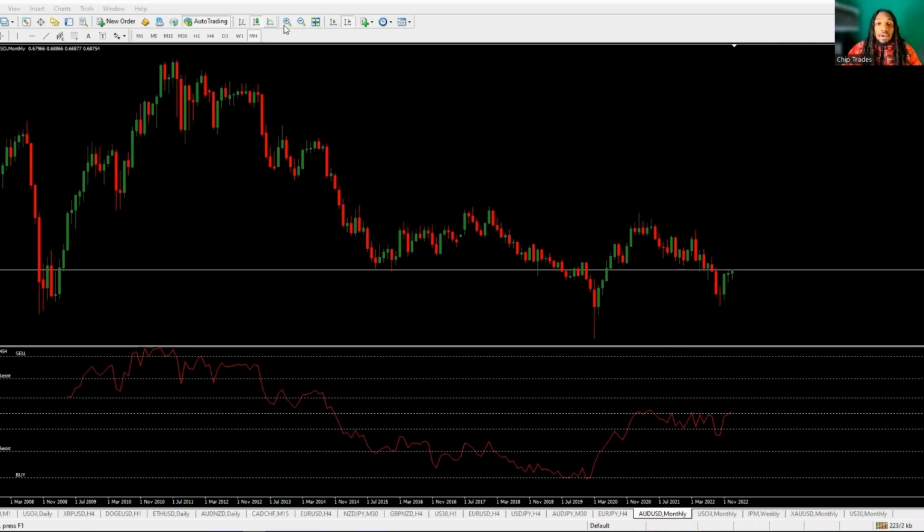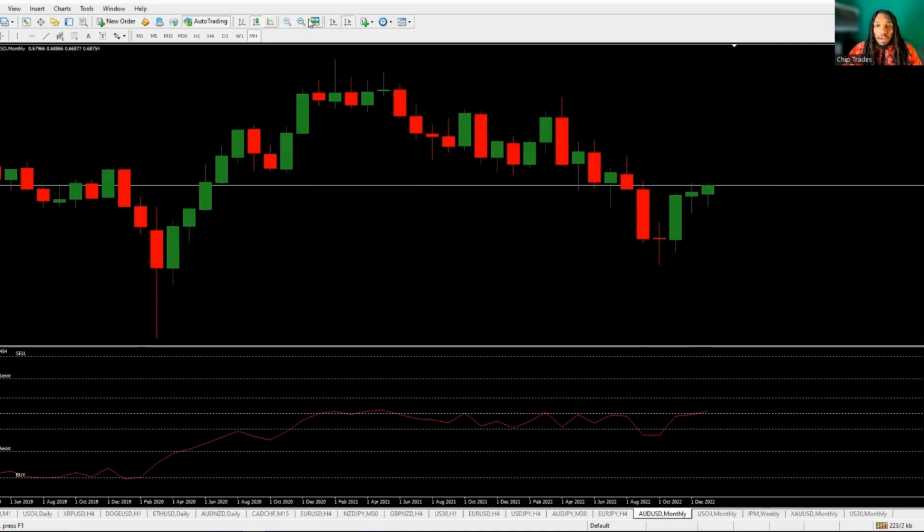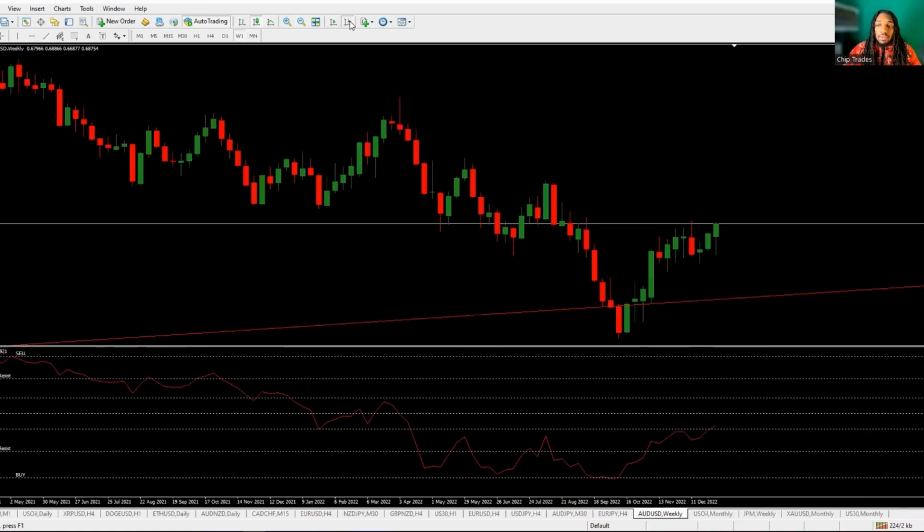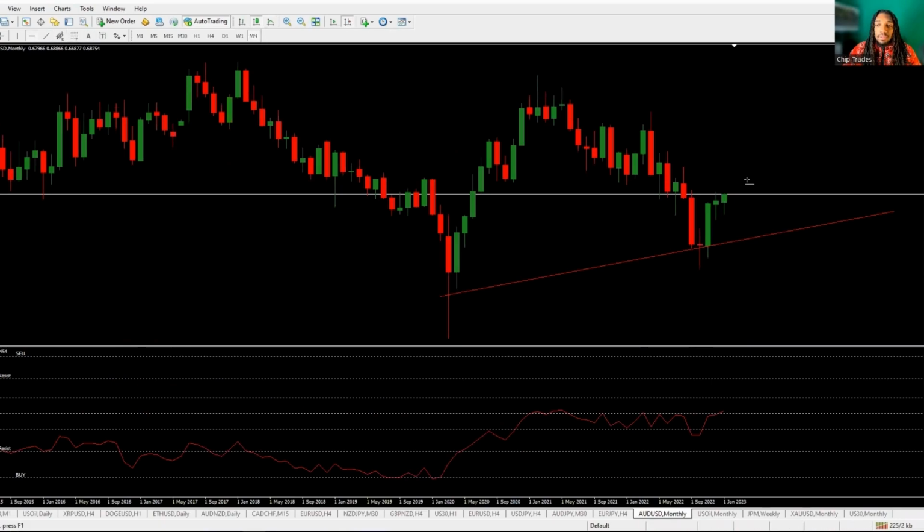So here we go. We're going to start with AUDUSD. I always like to start with my monthly, like I always do. Make sure our horizontals are in there, 45 degree. So we got 1, 2, okay. Let's go into the weekly, very bullish. So now what I'm going to do is go back to my monthly. I'm going to plot the high and the low of this current month.